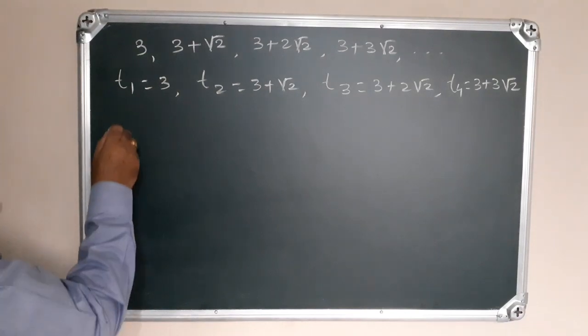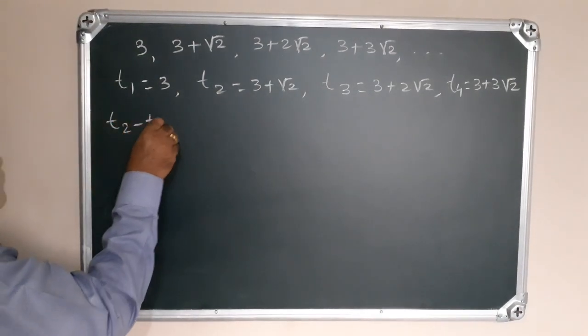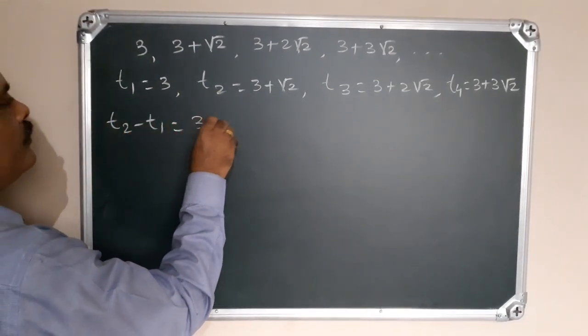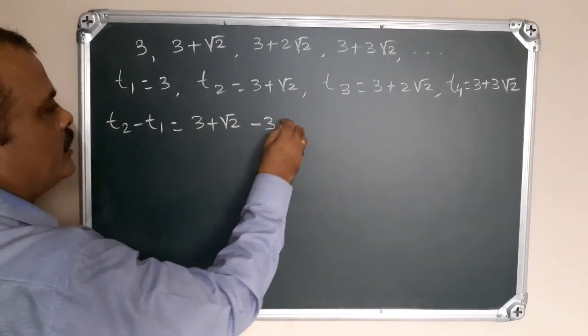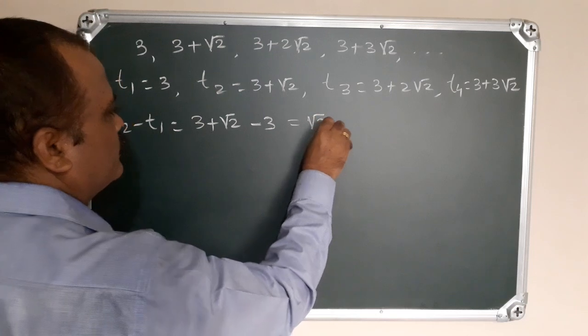So first calculate T2 minus T1. So T2 is 3 plus root 2 minus 3. So 3 minus 3 is 0. It will be root 2.